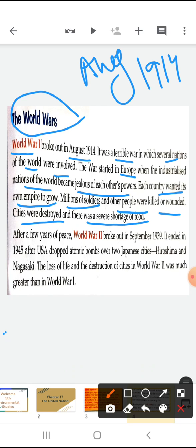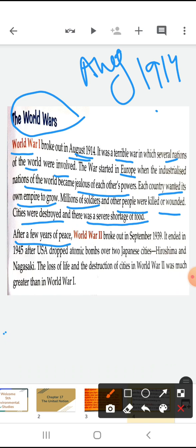In World War First, it broke out in August 1914. It was a very terrible war and so many nations were involved in it. The war started in Europe because several nations became jealous of each other's power. Everybody wants their own country to grow. Millions of soldiers and other people were killed and wounded in this war. Cities were destroyed and there were severe shortage of food.